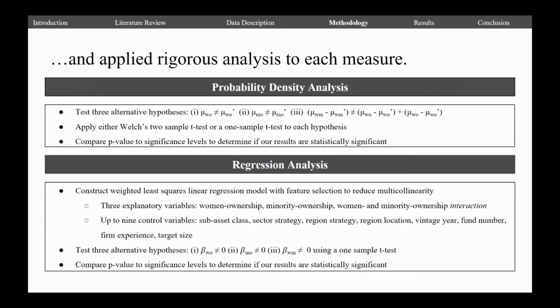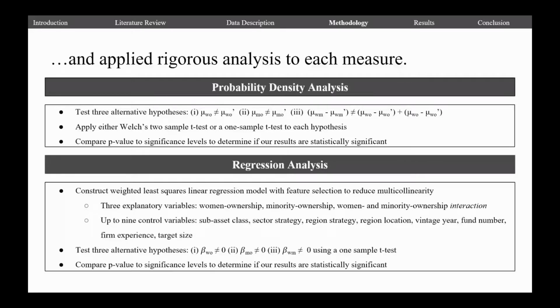ownership. I do want to emphasize here that since the woman and minority ownership term is an interaction term, we're not measuring whether this ownership type has an effect at all, but rather whether it has an effect beyond the combined effects of woman ownership and minority ownership. And then, in addition to our explanatory variables, we included up to 9 control variables, which accounted for a number of factors across industry, geography, and time.